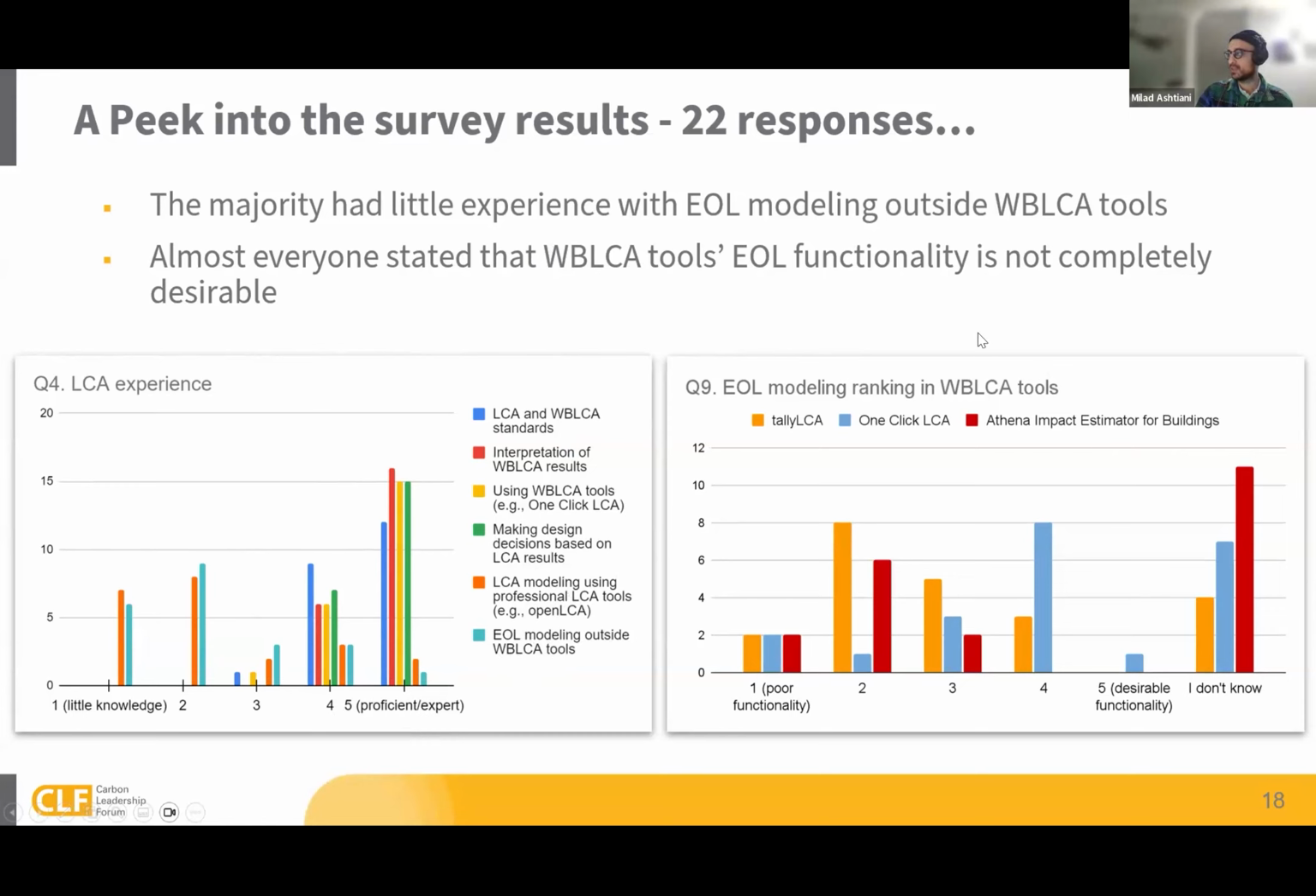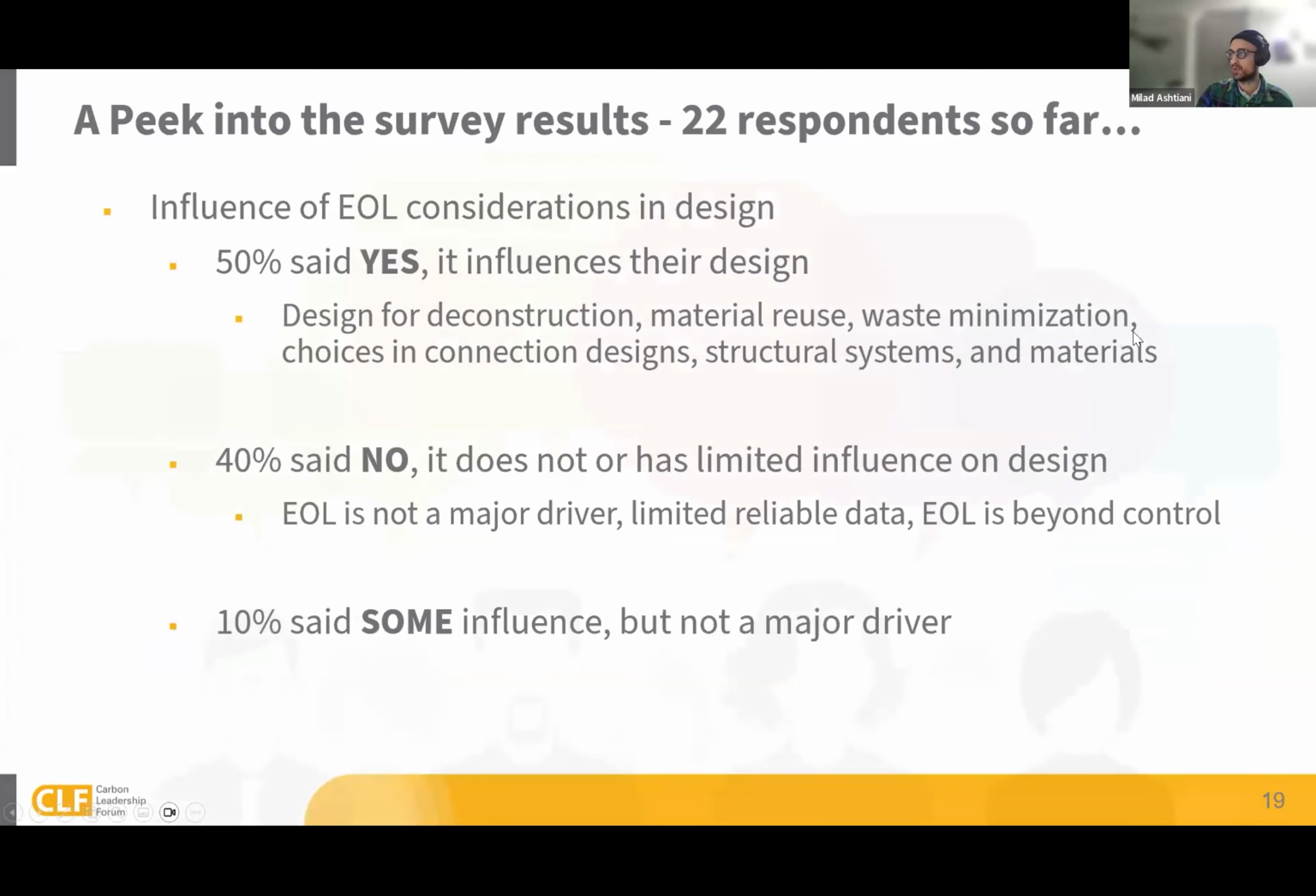And then we asked participants to rank these 3 tools, which we narrowed our focus to, on modeling end-of-life. And surprisingly enough, only probably 1 person was satisfied with how the tools currently model end-of-life. And this showed us there seems to be a lot of room for improvement for whole building LCA tools to improve end-of-life modeling.